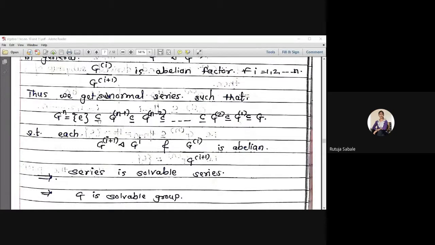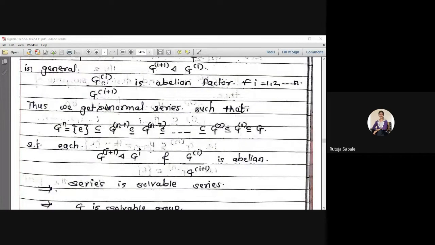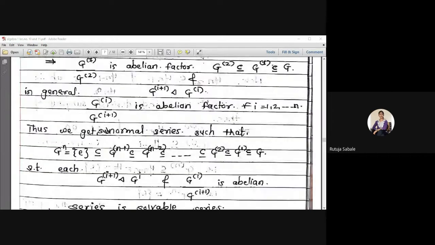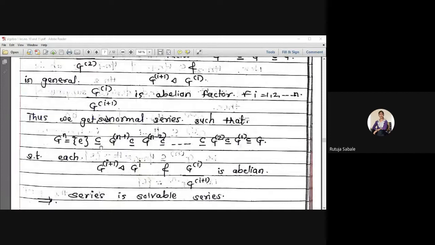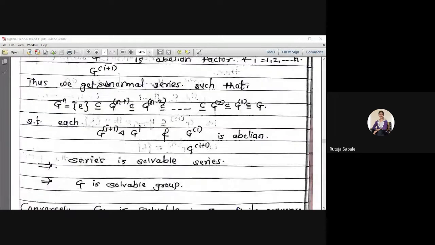You might say here it is only contained, it should be normal, but here a factor group is formed, meaning Gi plus 1 is normal in Gi. Here G2 is normal in G1. You can write normal subgroup here instead of subset. Hence, this series is a solvable series, which implies the group G is a solvable group.